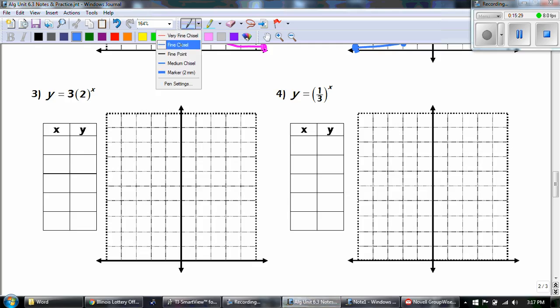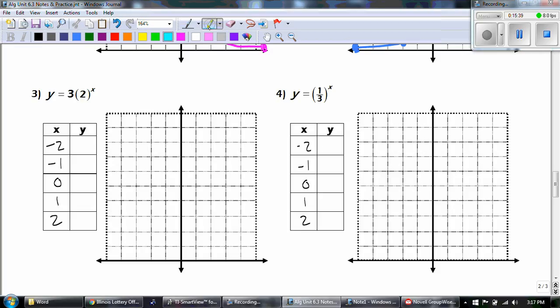All right, number 3. And number 4. Look at the b, look at that middle number, because that's going to tell you if it's growth or decay. I want you to fill out both of those. See if you can do 3 and 4. Pause the video. Good luck.